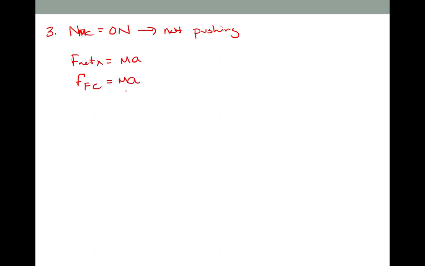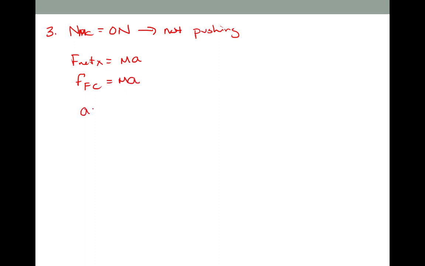For part 3, it's accelerating. And I'm no longer pushing. So the force from me on the cabinet equals 0 newtons. I'm not pushing any longer. Hands off, if you will. If I think about the x direction, given that that push force is 0, I have that the kinetic friction between the floor and the cabinet has to equal the mass times the acceleration.